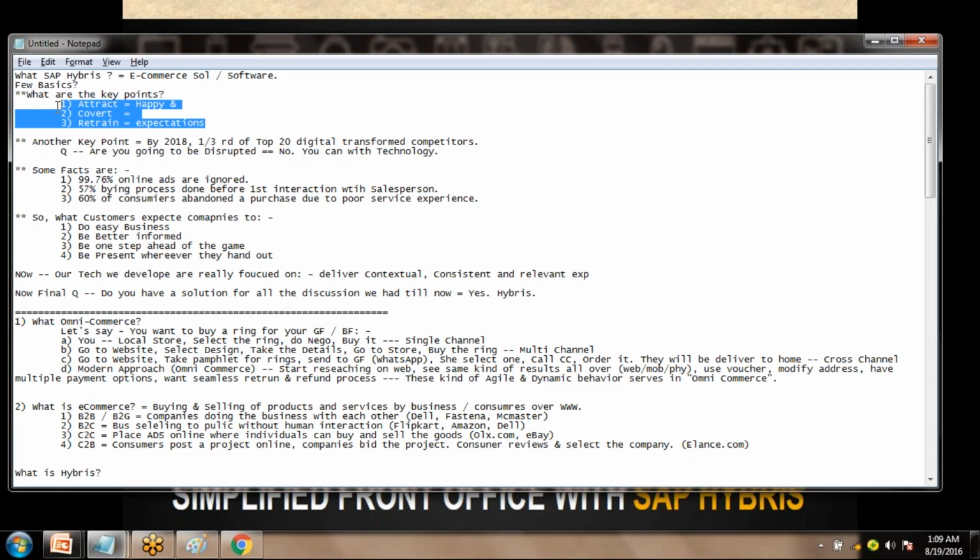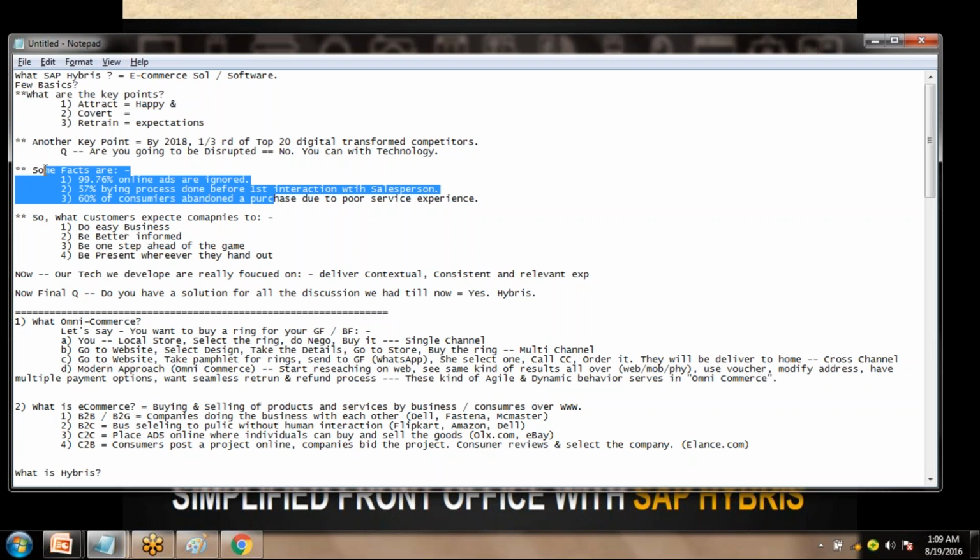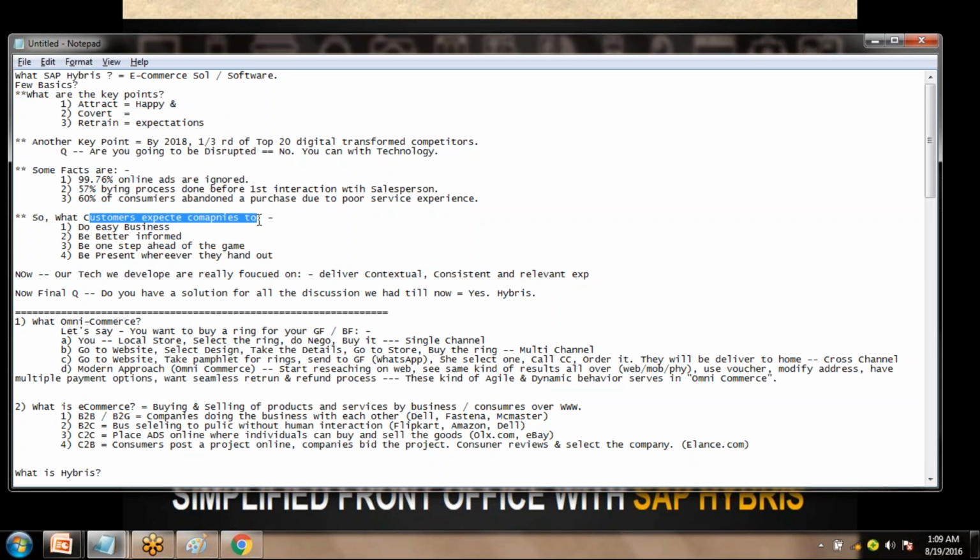Then we understand some basics, like some of the key points for the business or for you. Then we understand what would be by 2018. Then some of the key facts. Then what customers expect from companies and what our technology should focus on. Finally, do you have the solution which will give all these things? Yes, that's nothing but Hybris.